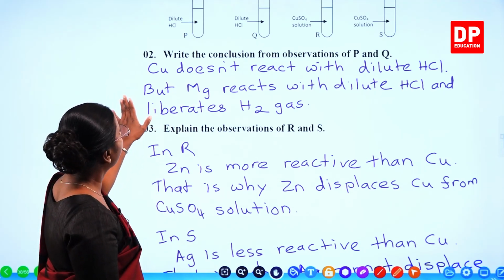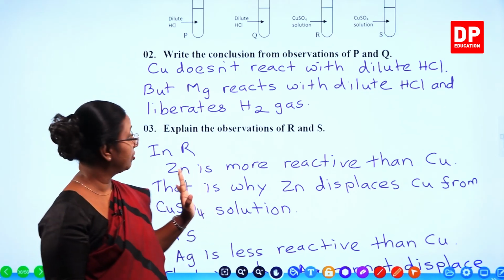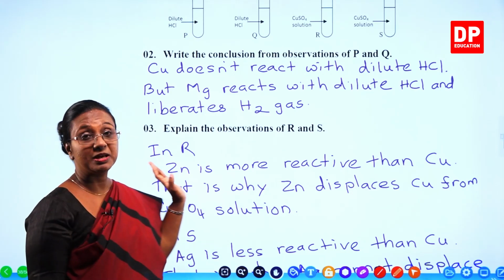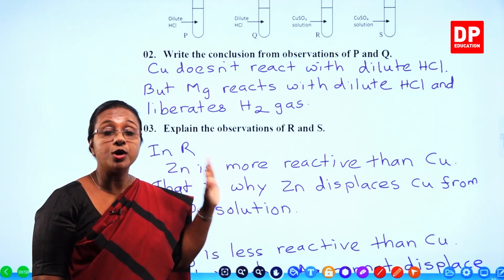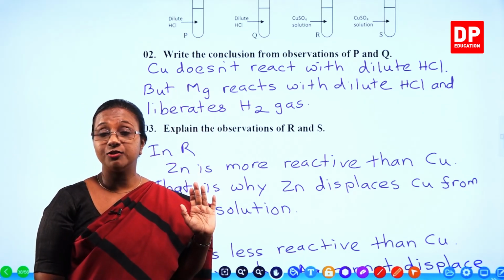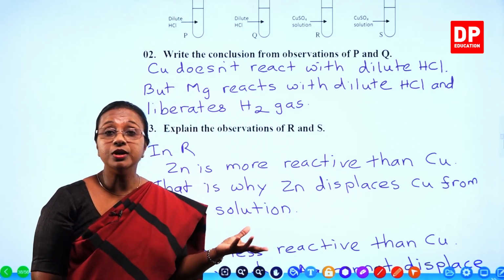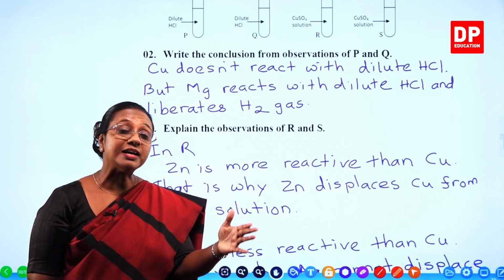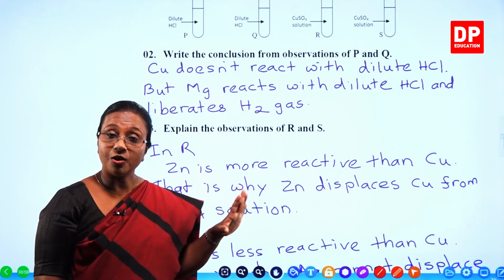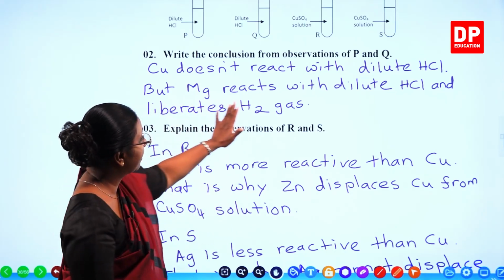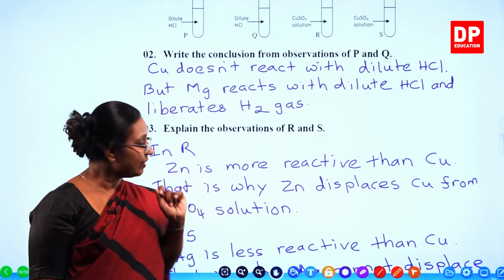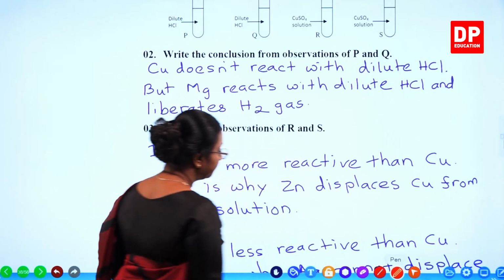There you said copper doesn't react with dilute hydrochloric acid. But magnesium reacts with dilute hydrochloric acid and liberates hydrogen gas. If you want, you can also say the tendency of copper to react with dilute hydrochloric acid is very less or no tendency at all, whereas magnesium reacts better with dilute hydrochloric acid. So that also can be written there. But here I have given the conclusion. I am sure you can understand that, students. With that, we will move on to the next one.